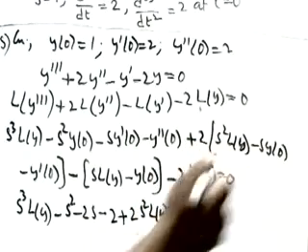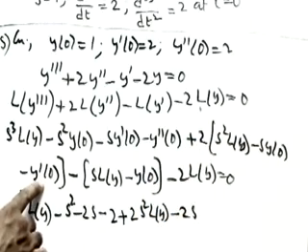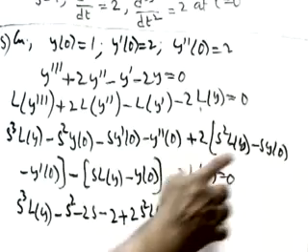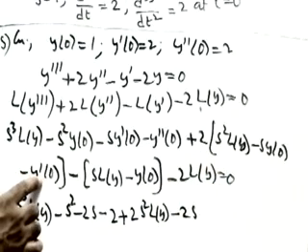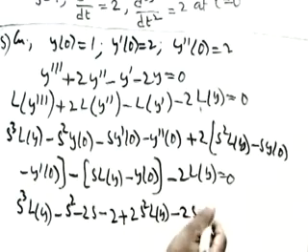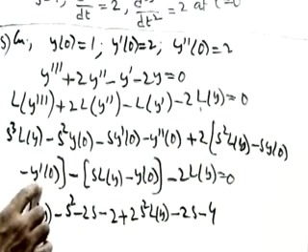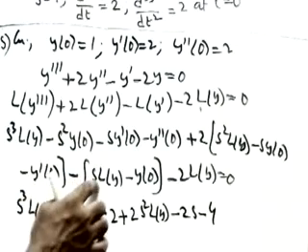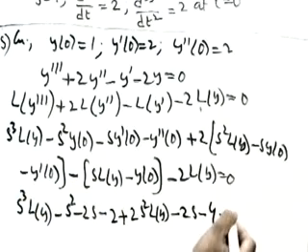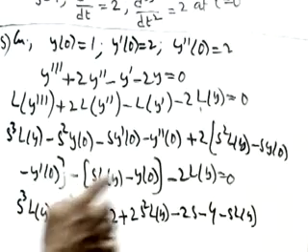You see, y naught is 1. 1 into s is s. s into minus 2 is minus 2s. y dash naught is 2. Minus into minus, 2 twos are 4. This is 2, this is 2, 2 twos are 4.